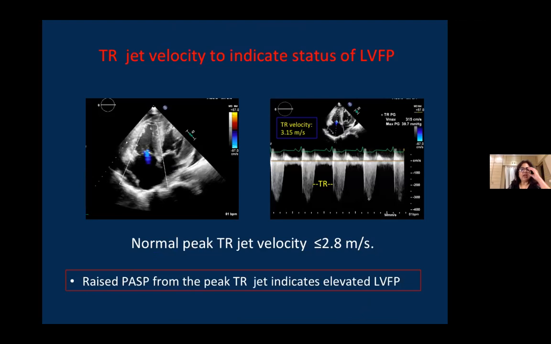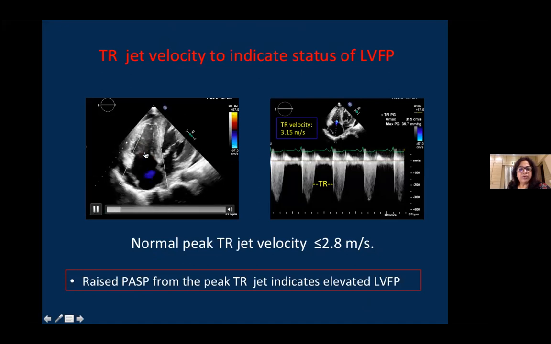Next to that, another criterion for indicating the status of LV filling pressure while assessing the diastolic dysfunction is to look for TR jet velocity. Look at this patient. This is a patient of cardiac amyloidosis. Now look, there is a small TR, mild tricuspid valve regurgitation. But even with that mild tricuspid valve regurgitation, I am getting a velocity of 3.15 meter per second.